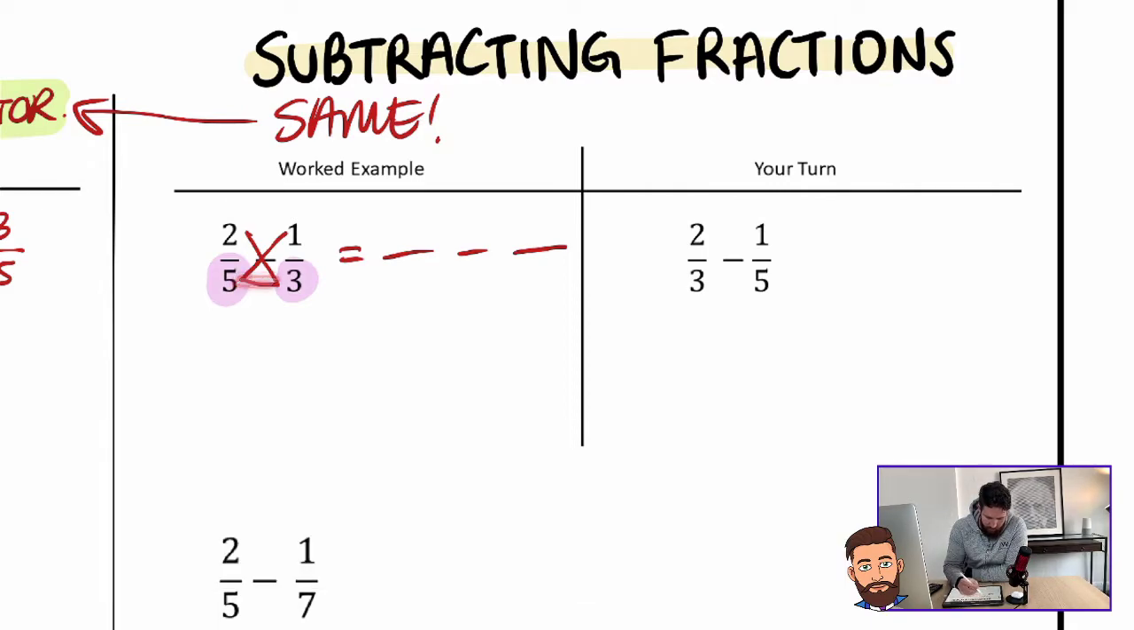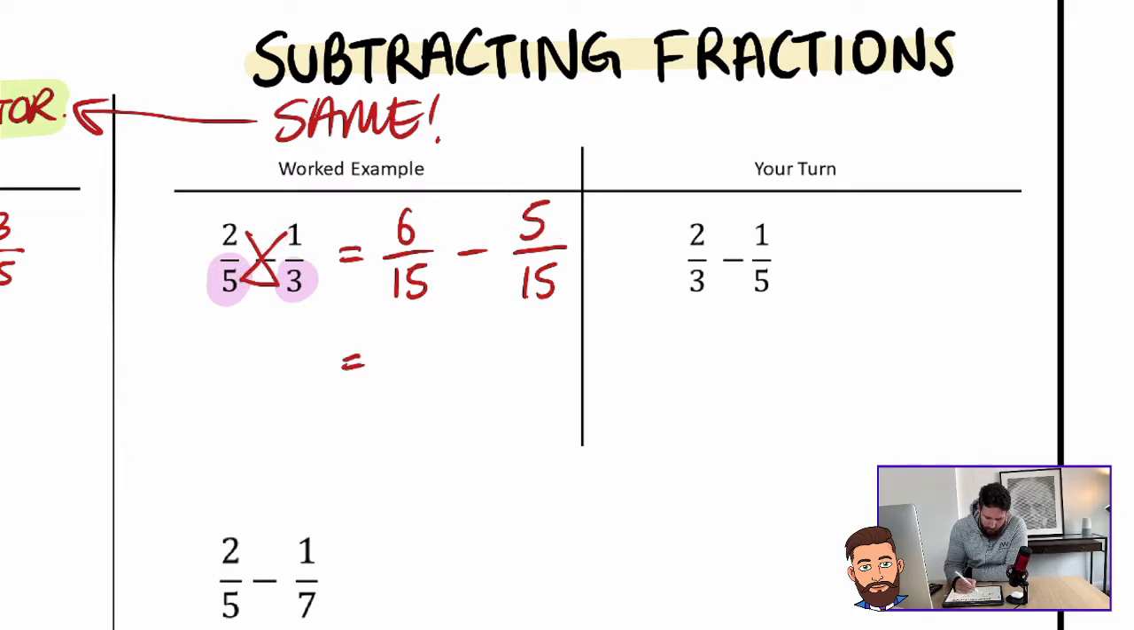5 times 3 is 15. And again, this method is just me illustrating how you should be thinking about what 3 and 5 go into, 15. What did I do to 5 to make it 15? I times it by 3, so I have to times the top by 3, which is 2 times 3, which is what this line is telling us. 2 times 3 is 6. What goes here? 1 times 5 is 5.